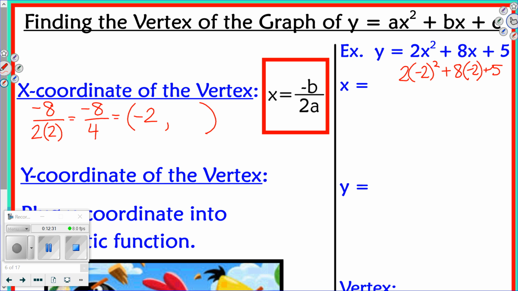So negative 3. So my vertex then is located at negative 2, negative 3. Would that be the highest point on this graph or the lowest point? It'd be the lowest. My a value is positive, so I know it's going to open up. So that vertex at negative 2, negative 3 is going to be the lowest point on that graph. Everything else should go up higher. Okay so far?